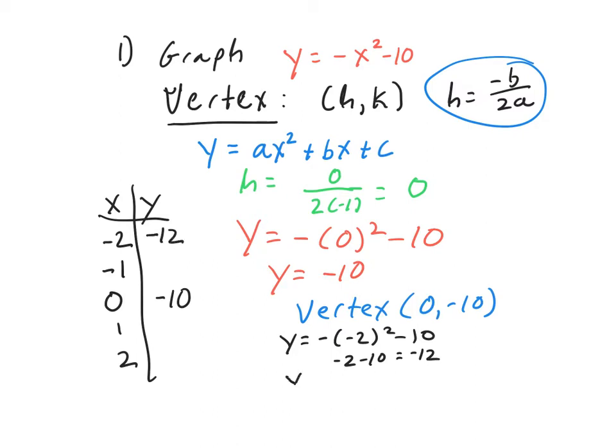And for negative 1, we'll get negative 1 squared minus 10, which is going to be negative 1 minus 10, which is negative 11. Now, if we did this right, we should get the same thing for these two numbers above the vertex. So let's check. Okay, so we'll put 1 in.